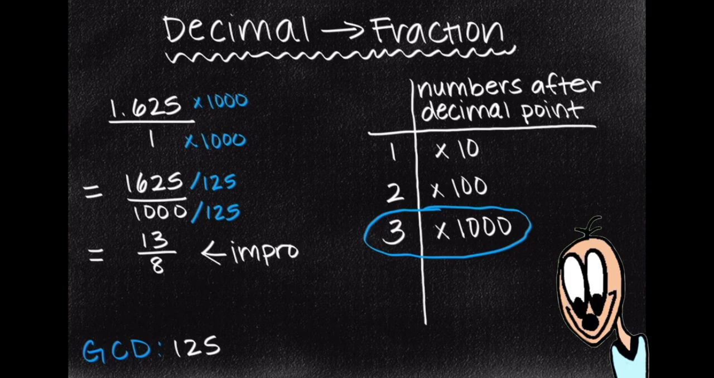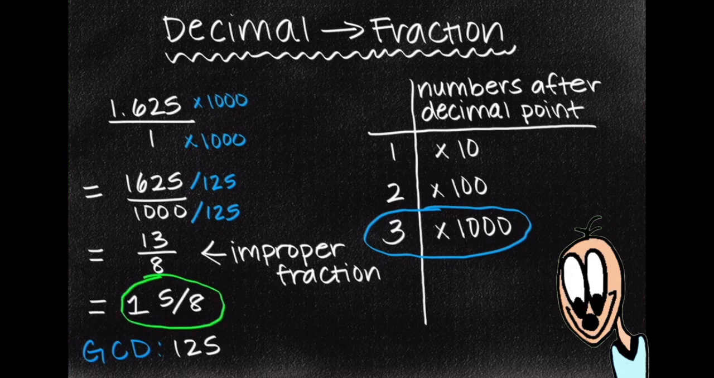So 13 over 8 is an improper fraction, and if we wanted to make it into a mixed number, we can do that, and that would give us 1 5/8. So our final answer is 1 5/8. 1.625 as a fraction is 1 5/8.